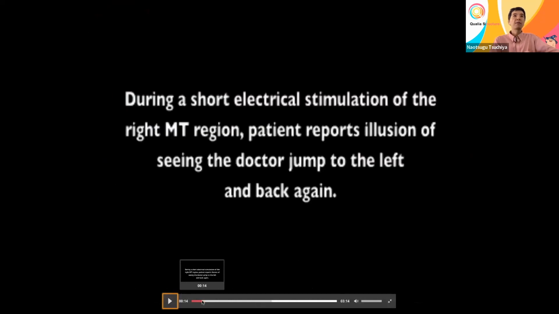Okay, all right. So this is subject A, whose data I haven't shown, but she had an electrode around MT. And when she was stimulated in the MT area, the patient reported the illusion of seeing the doctor jumping to the left and back again.